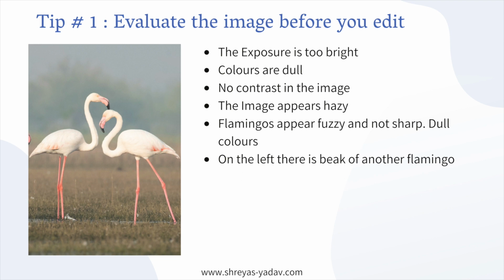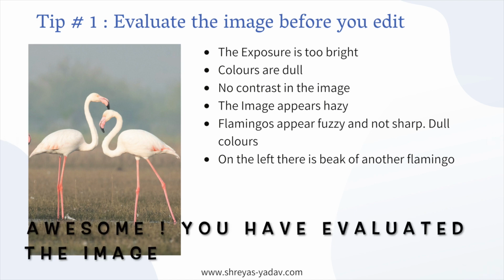So let's take example of these flamingos. So here in these images of flamingos, look at this image and find out what you want to fix. Probably many things, right? You can see the exposure is too bright, the colors are overall dull, then there is no contrast and the image appears a bit hazy. The flamingos, even they appear a little bit fuzzy and they don't appear that much sharp. The colors are dull, and on the left you can see there is a beak of another flamingo.